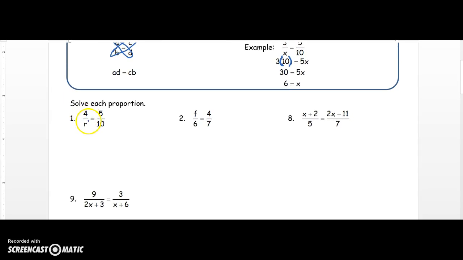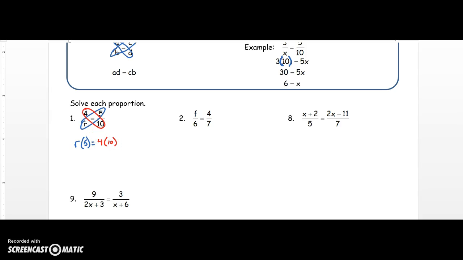So we have 4 divided by r equals 5 divided by 10. Our goal is to solve for the variable. Okay, same goal as always, to get the variable by itself in the end. So first we want to do r times 5. Now remember to put the 5 in parentheses so we can physically see that it's multiplication. And next we want to do 4 times 10.